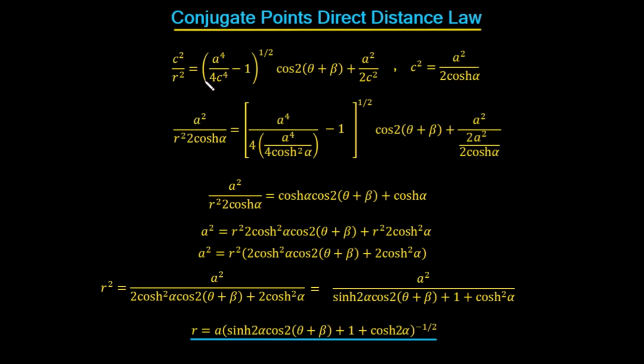And we've also got our a to the 4 divided by 4 times c to the 4, which is equivalent to this squared. So it'll be a to the 4 upon 4 cos squared alpha. And that's all minus 1 to the power of a half times what we've got left over here. And also we've got our c squared replaced at the bottom line for this one. Whenever we multiply these out, the left hand side stays the same. This whole thing here simplifies to cos alpha, and this remains at cos 2 theta plus beta, and in this whole bit, the 2's cancel out, the a squareds cancel out, that goes to cos alpha.